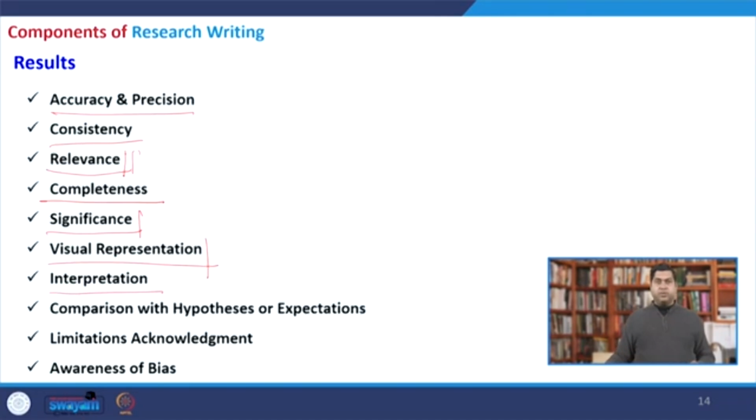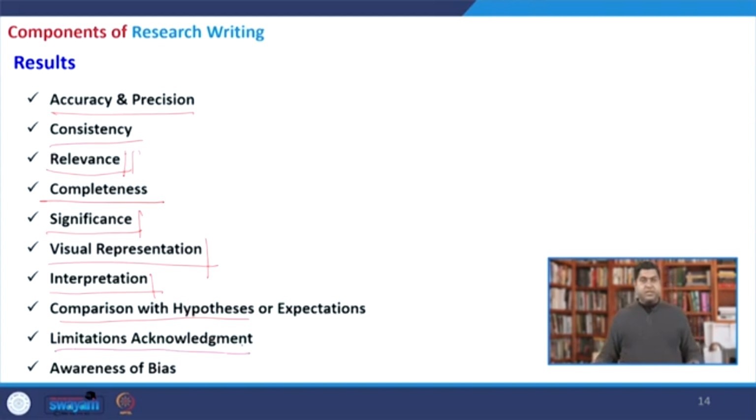It's not just the reporting, because if you add a table, all the information is there, but then you have to interpret that, okay, if the sign is negative for a correlation, what it means, if it is positive, what it means. So like that you need to interpret. Comparison with the hypothesis and expectation: whether it is meeting your hypothesis, whether you can accept it or you have to reject the hypothesis.